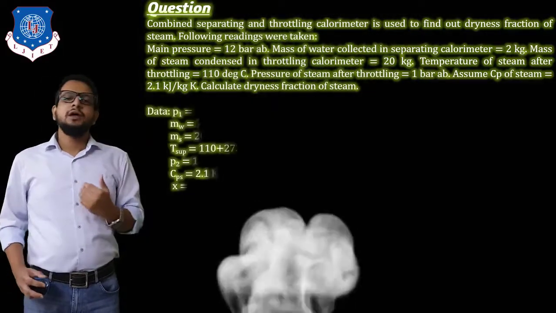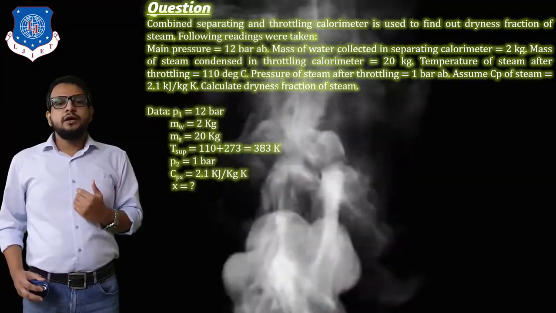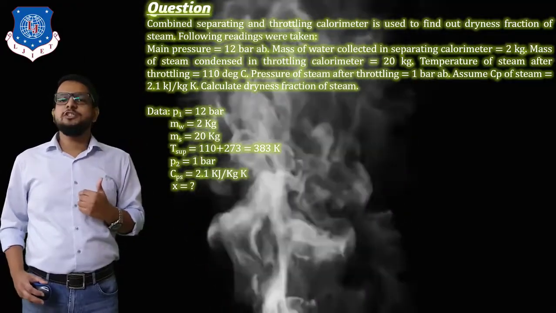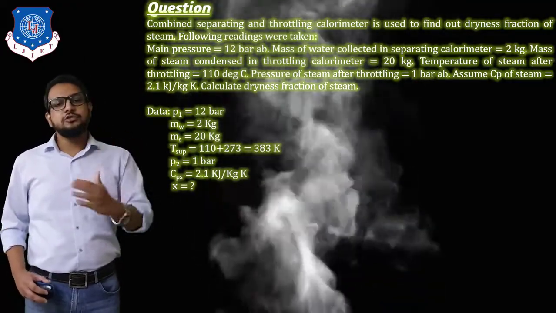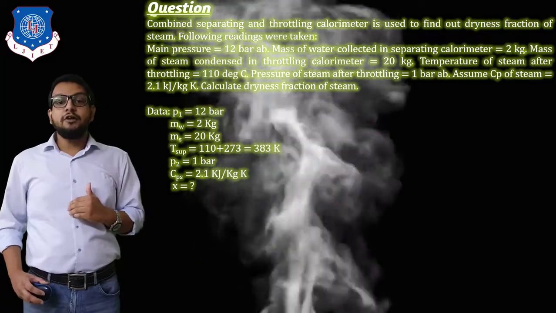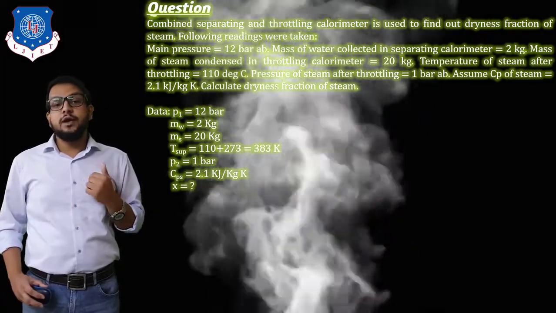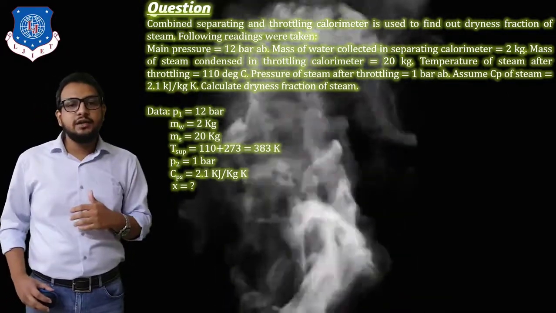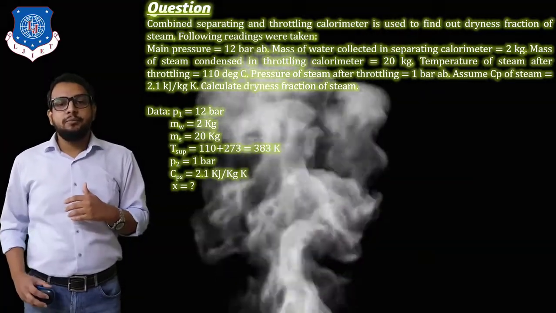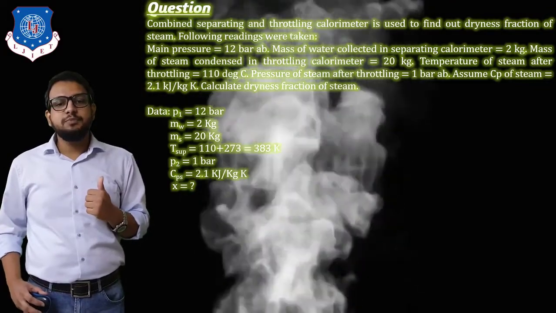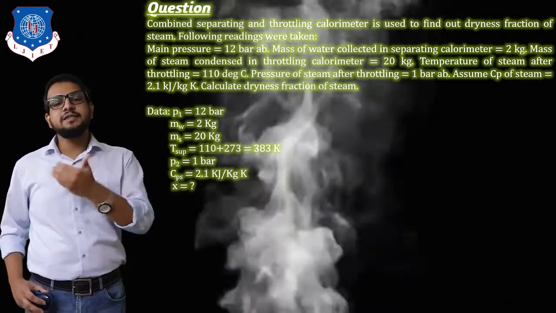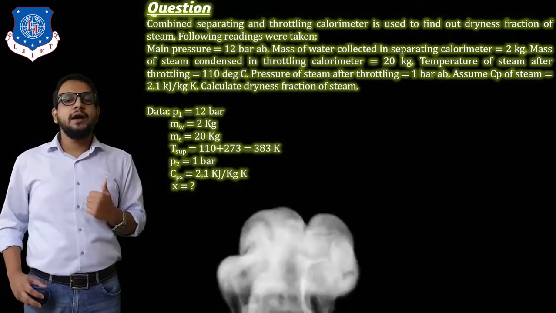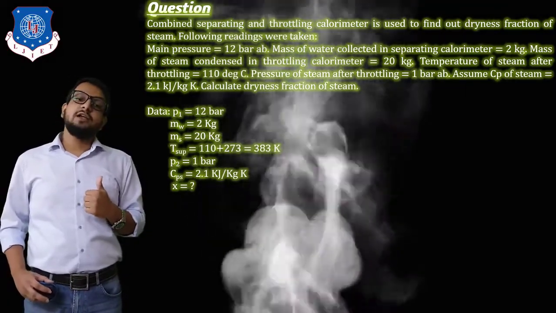So first of all, we can write the data. P1 is given 12 bar, as I have told, mw is 2 kg, ms is 20 kg, T sup is 110 degrees Celsius. Now converting it into Kelvin, right? It is given in degrees Celsius, so adding 273, 110 plus 273, we get 383 Kelvin. Next, P2 is given 1 bar, Cps is given 2.1 kilojoule per kg Kelvin. We need to determine the combined calorimeter dryness fraction, that is x.